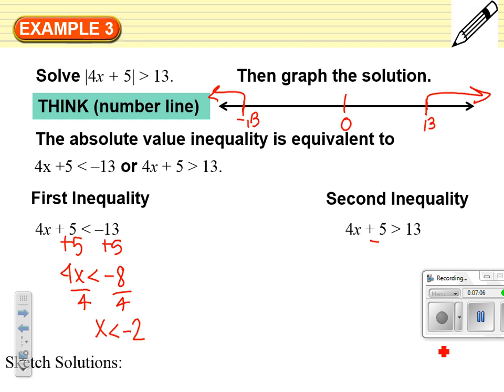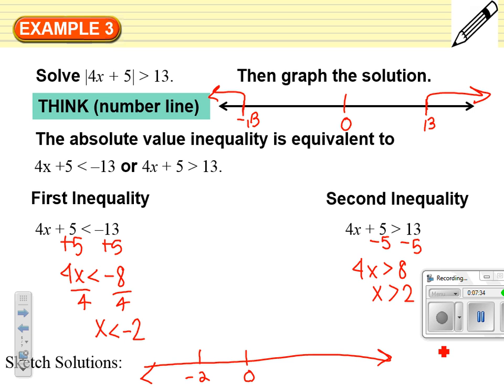And then I'm going to do this one as well. Subtract 5 from both sides. X is greater than 2. So the answers are x is less than negative 2 or x is greater than 2. So how would I graph or sketch the solutions on a graph? Draw a number line. Here's negative 2, here's 0, here's 2. Open circle on both. Greater than 2.